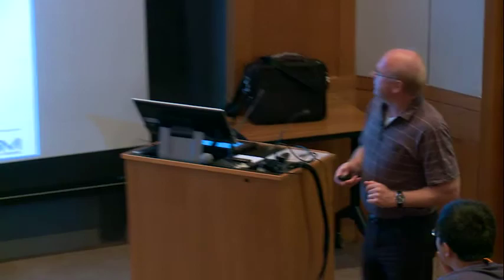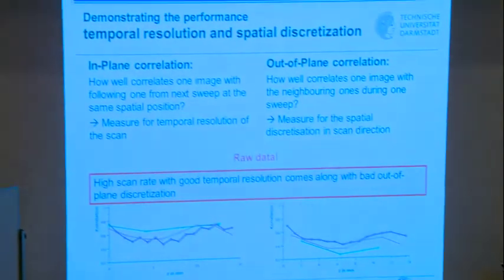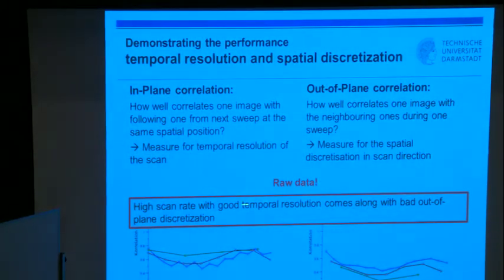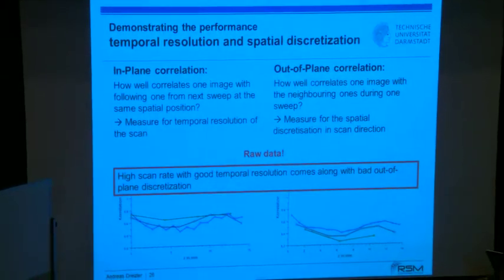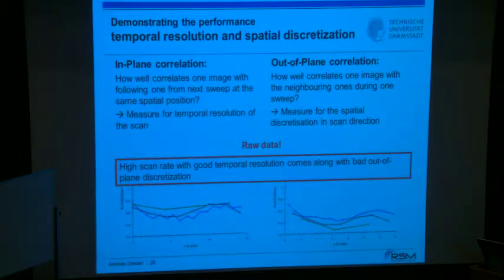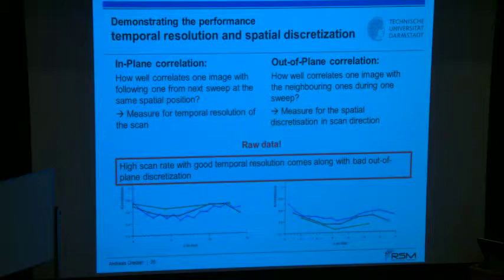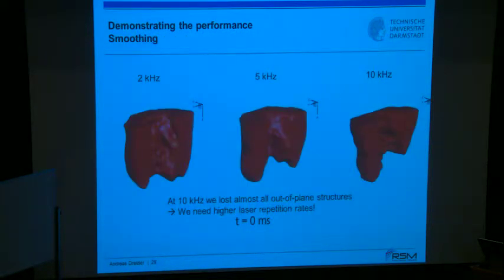Okay. So, in general, you can say if you have a high scan rate with a rather good temporal resolution, that comes along with a bad out-of-plane discretization. And so still here, that is only a beginning. In principle, you need faster lasers and still higher scan rates. So what about smoothing? Is that anything changing?